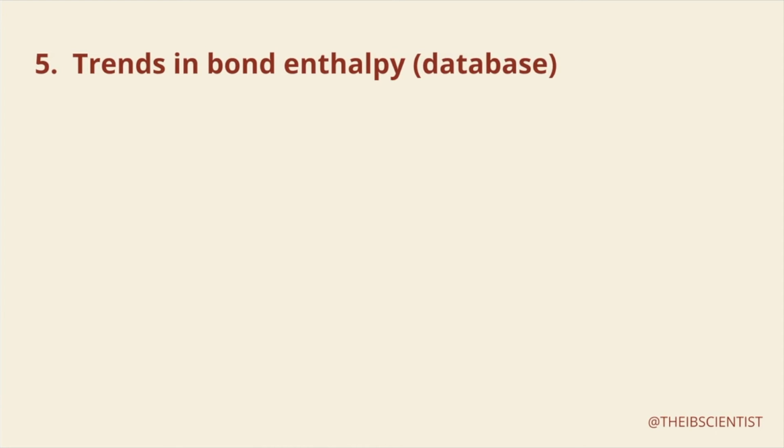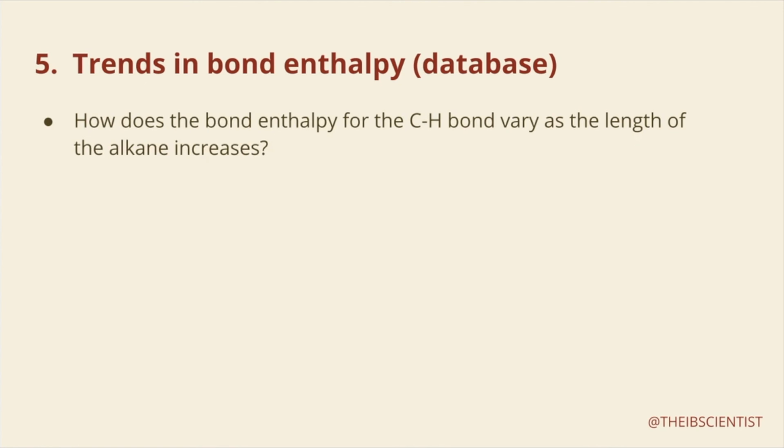And then the final one is for my database people, my people who can't get into school to do an experiment. We're looking out for you too. So trends in bond enthalpy is definitely an IA topic that you can cover with a good database. And you can actually do a few interesting things with it. You can look at how the bond enthalpy for a CH bond, let's say, varies as the length of an alkane increases. So you guys will know that alkanes are literally only made up of CH and CC bonds.